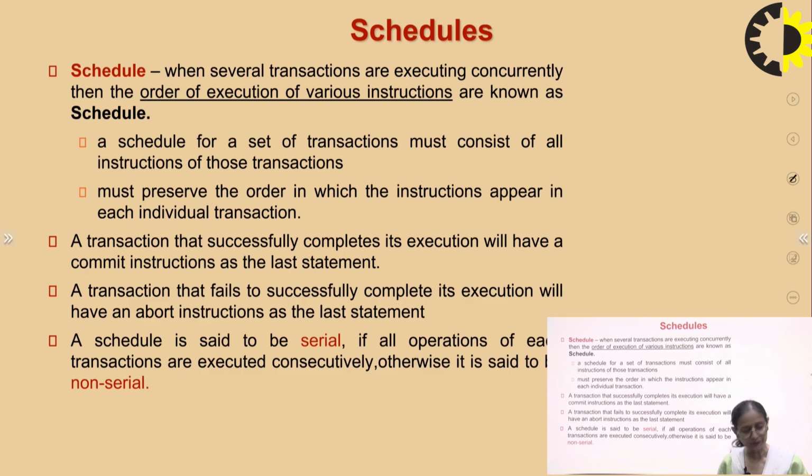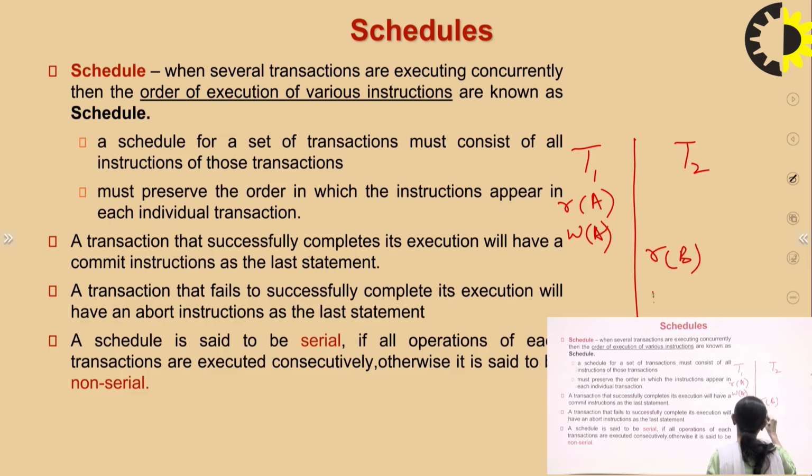When we are going to discuss schedules and serializability, we need to understand what a schedule is. So what is a schedule? When several transactions are executing concurrently, the order of execution of the various transactions is known as a schedule. For example, I have 2 transactions, T1 and T2, and here I have these sets of instructions, where A and B are my data items. Then this particular snapshot which I have taken at a particular time is my schedule.